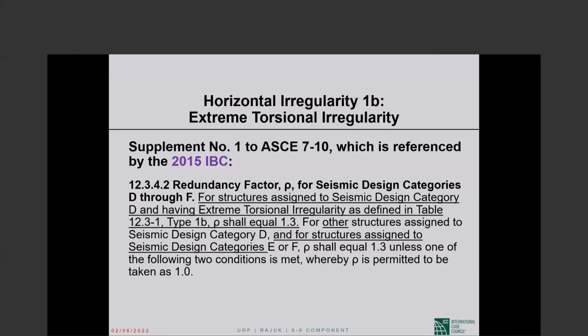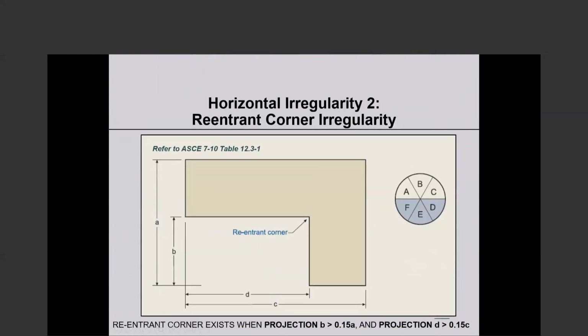This probably goes into a little too much detail, a supplement to ASCE 7-10. ASCE 7 said that the redundancy factor rho shall be automatically taken equal to 1 for structures assigned to seismic design category D and having extreme torsional irregularity, rho shall be 1.3. I won't go beyond that. This is ASCE 7-10 supplement for you. It is in the future.